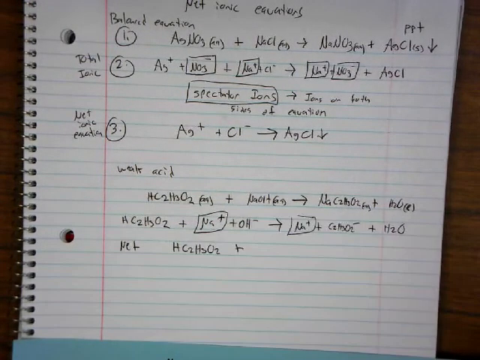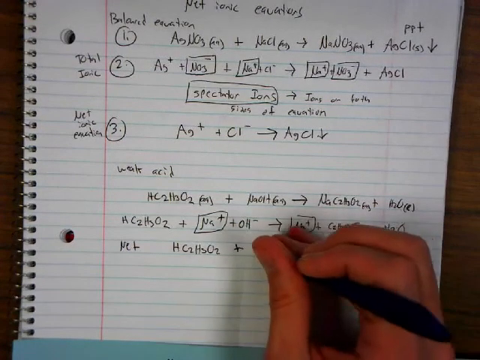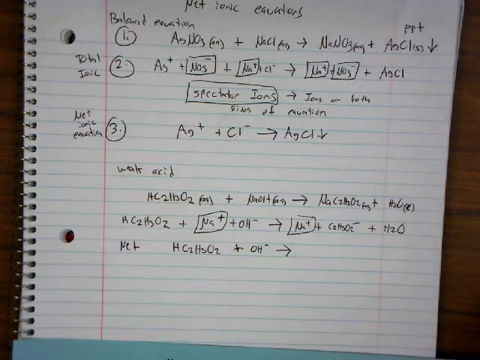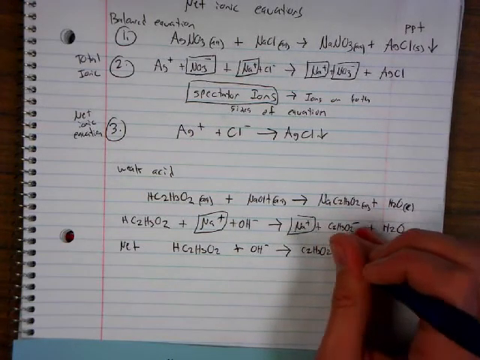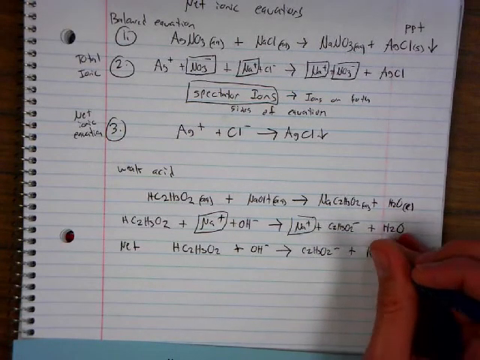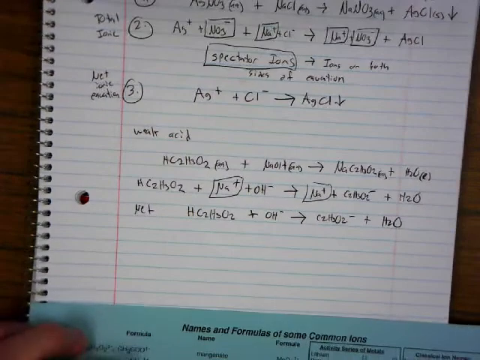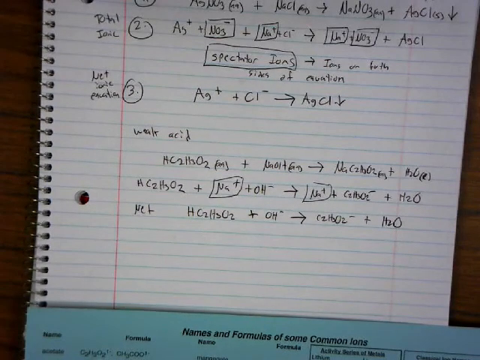What are my spectator ions? Sodium is my spectator ion. That's not doing much. So my net is going to be HC2H3O2 plus OH minus yields C2H3O2 minus plus water. And when you look at this, you should be able to tell what actually happened.